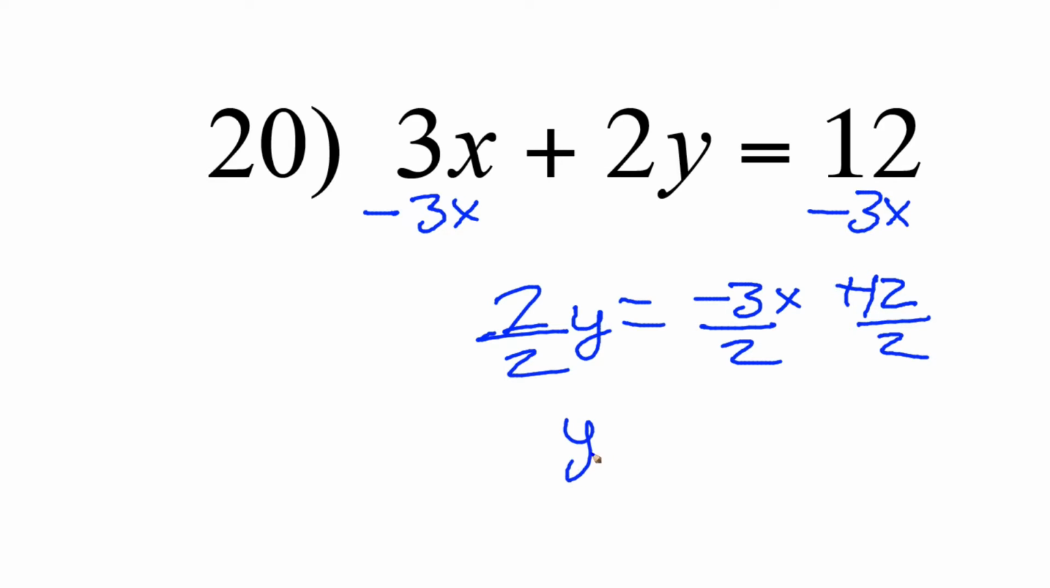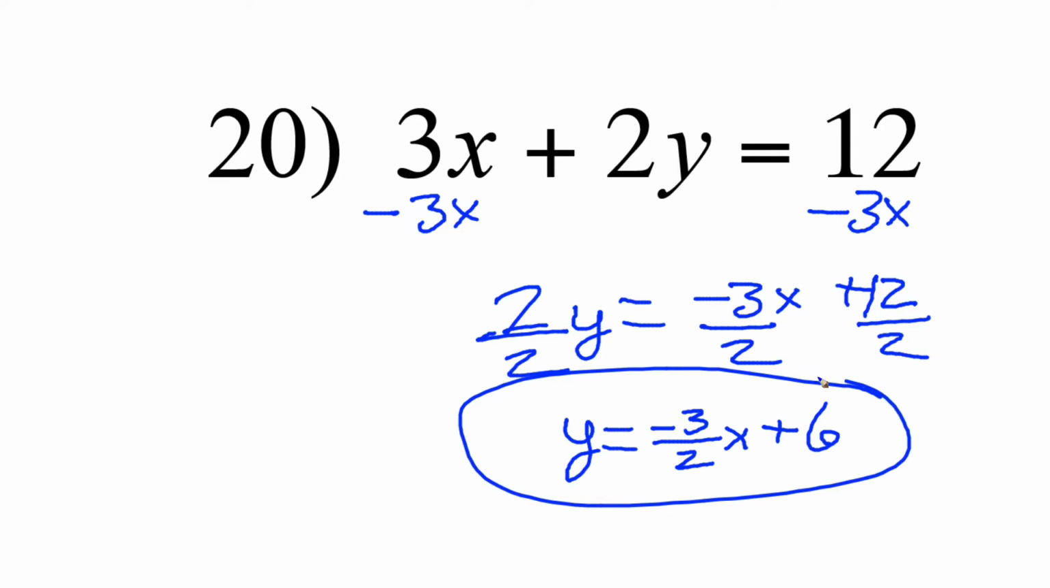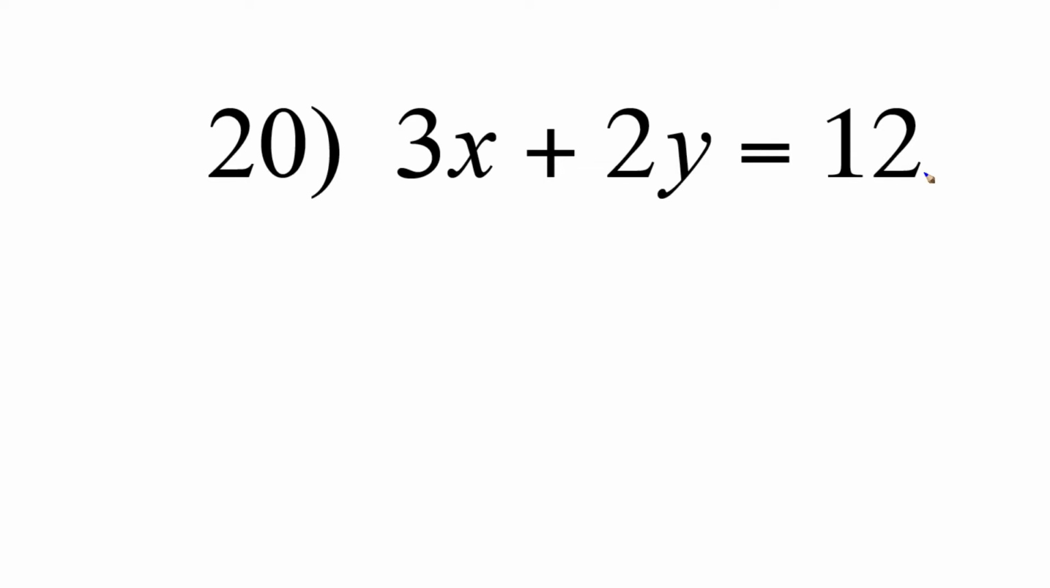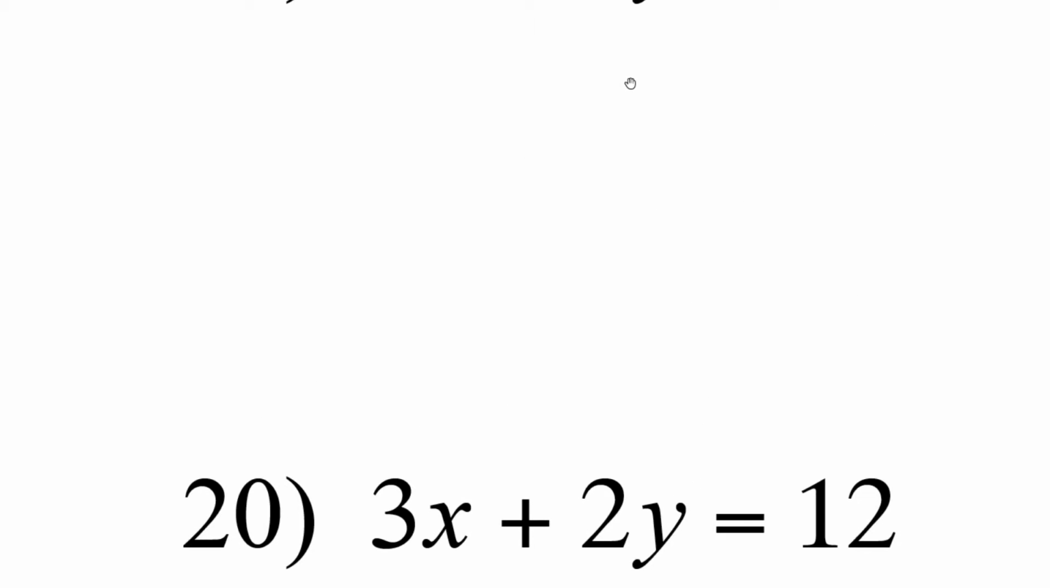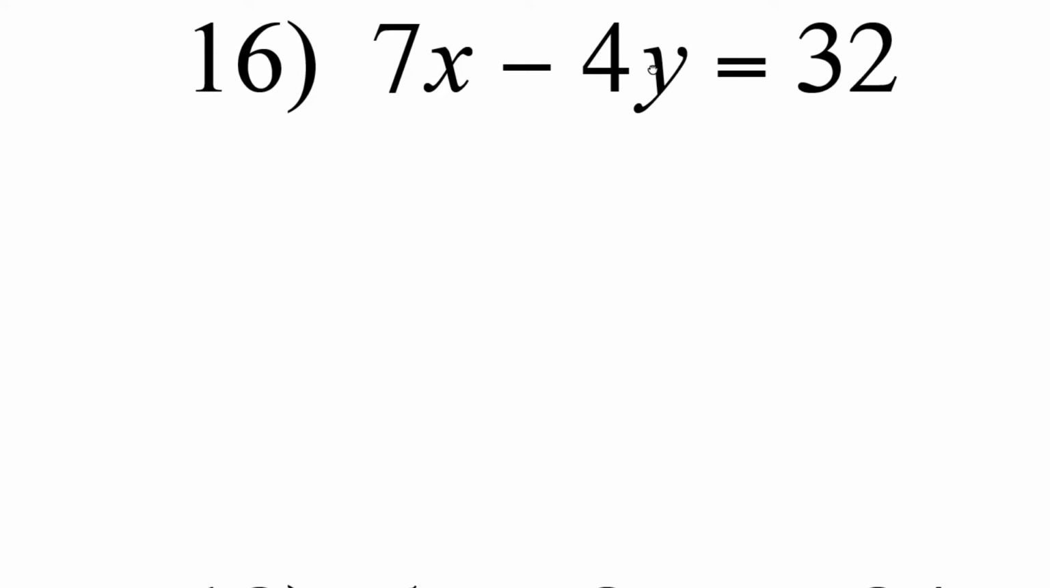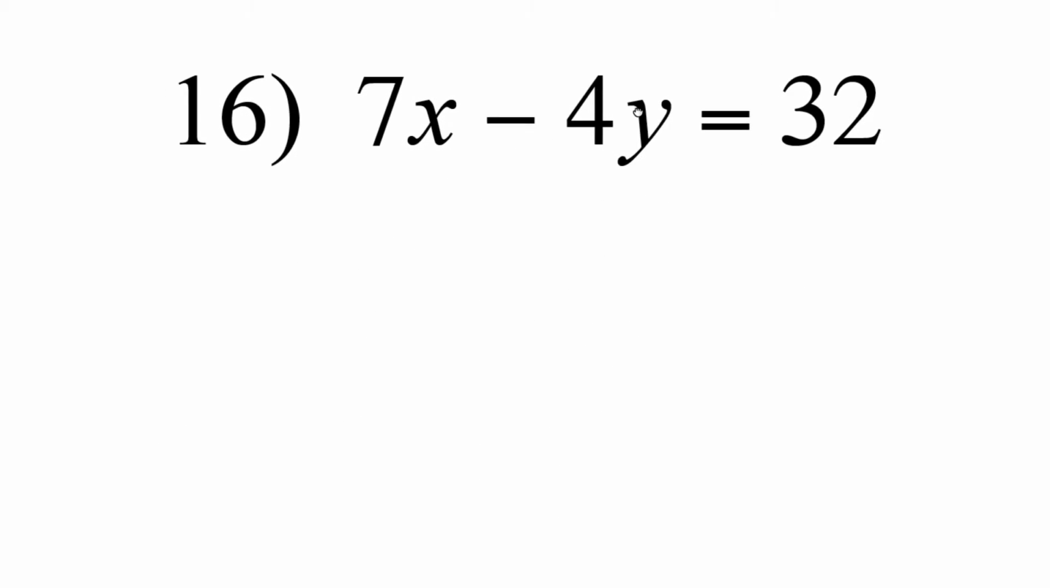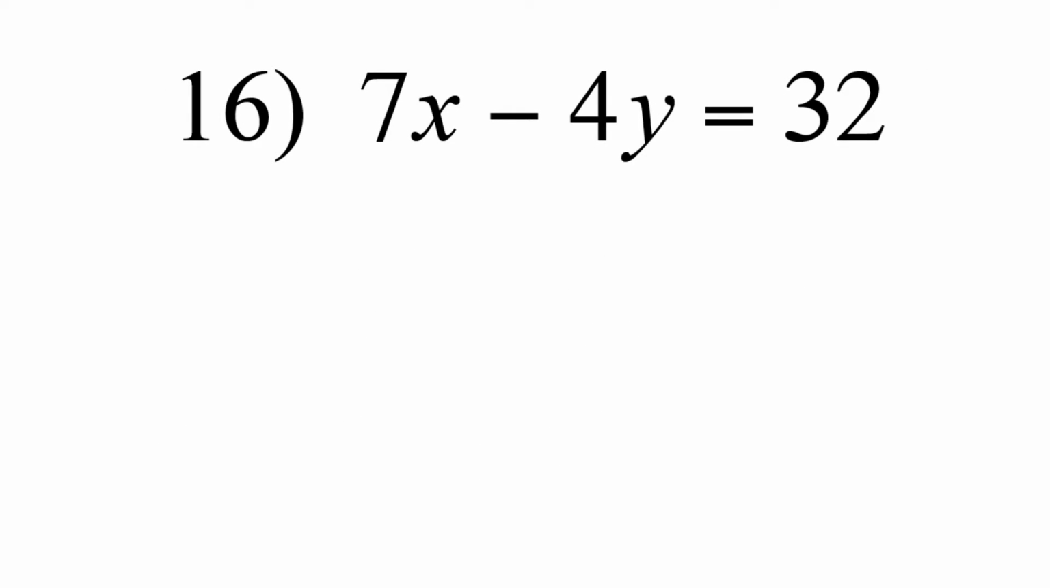And we are left with y equals negative 3 over 2x. That can't simplify any. And then this turns into a positive 6. So let's find one more. This one's as good as any.